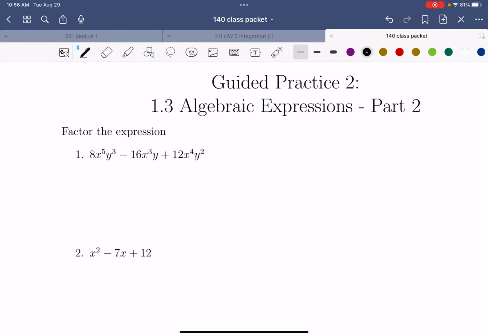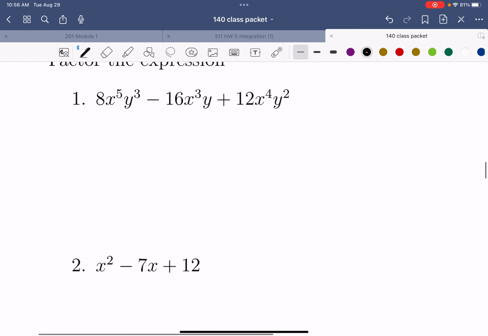So we are on part 2 of section 1.3. We're working with factoring. Now, our strategy when we're just kind of mixing things up is I'm always first going to look for a greatest common factor. And then I'm going to see if I have any trinomials or anything special, okay?